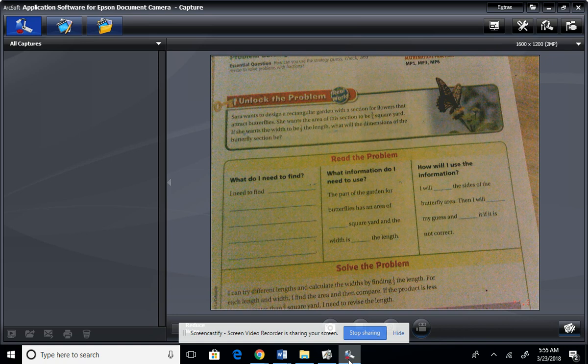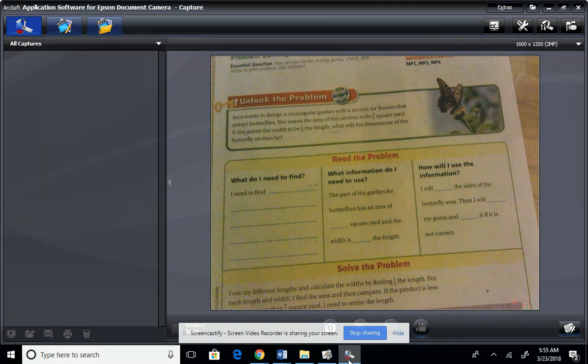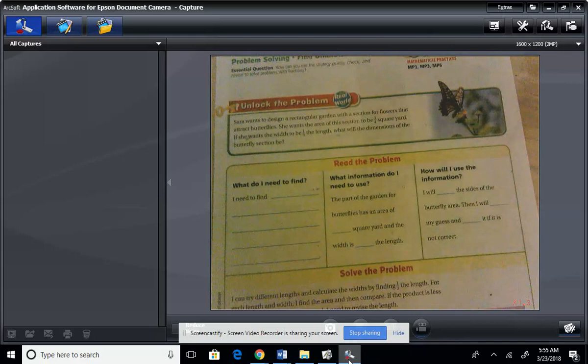Okay, guys, we're going to be problem solving, finding an unknown length. The essential question is, how can you use strategies, guess, check, and revise? So this lesson's going to dig deep into your persistence. You're probably not going to come up with the right answer right off the bat. So let's get started and let's use our persistence.